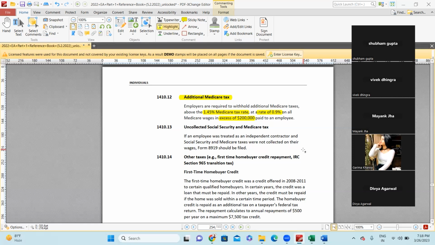Yeah, they pay Medicare, they pay Social Security, but they will not get any benefit.